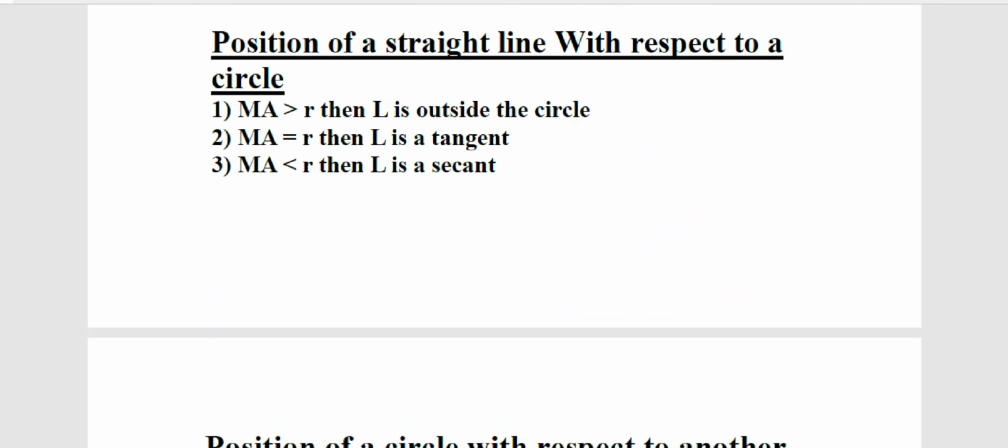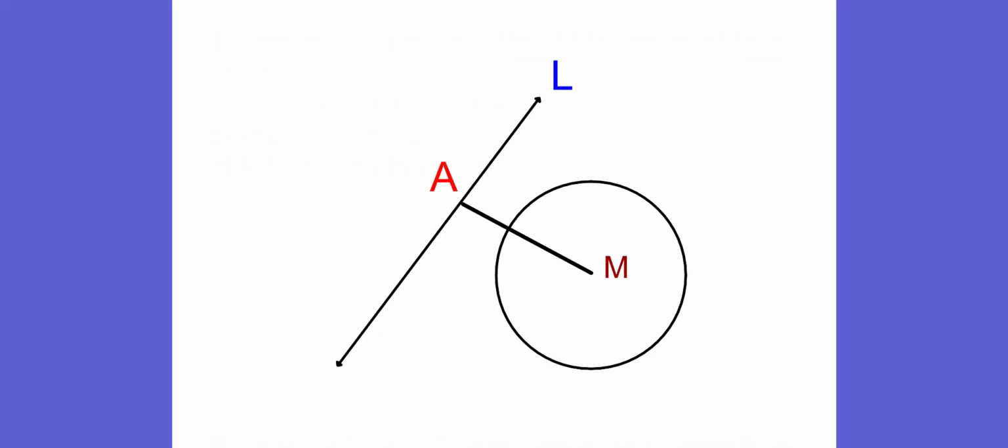And now we will show the position of a straight line with respect to a circle. Look at this figure. We have here a straight line L. This straight line lies outside the circle. Why does it lie outside the circle? Because the perpendicular distance between the center and this straight line is bigger than the radius length.